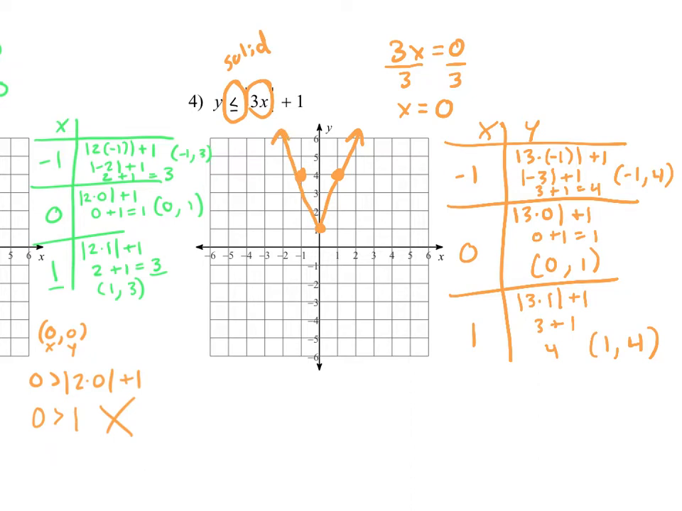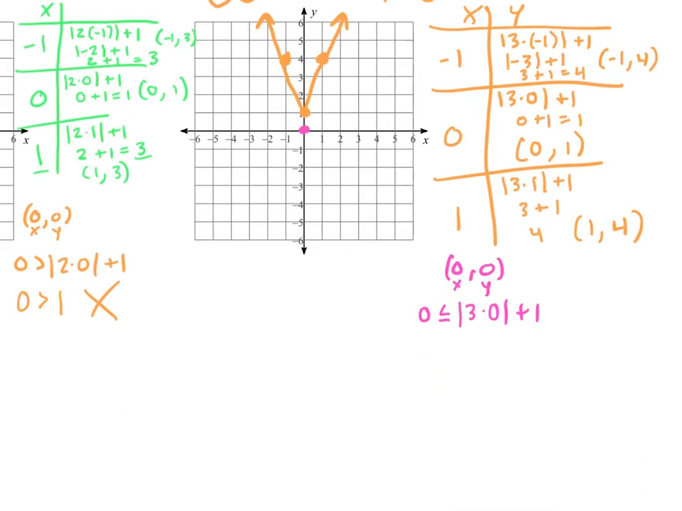And now we can plug in 0, 0. So we're testing 0, 0 to see if it works. That means we plug in 0 for x and 0 for y. So 0 is less than or equal to the absolute value of 3 times 0 plus 1. 3 times 0 is 0. 0 plus 1 is 1. So 0 is less than or equal to 1. This is true. So that means we shade where that 0, 0 is, so it's outside of our V here.